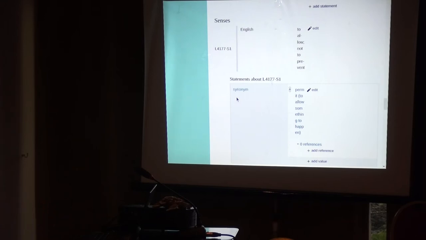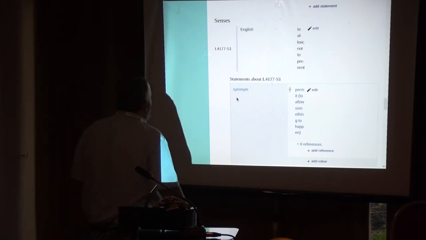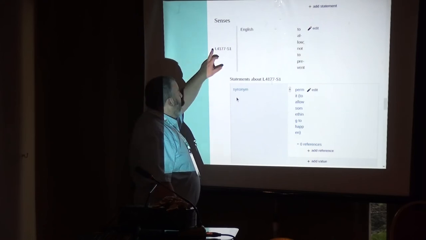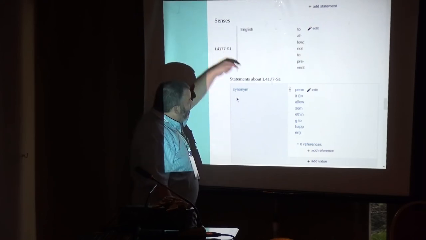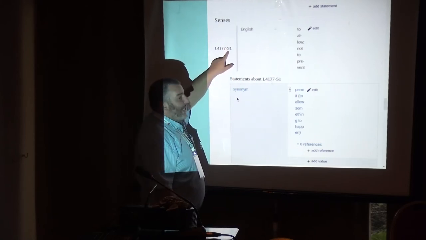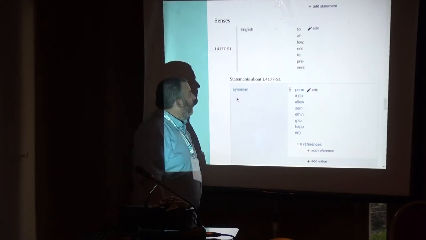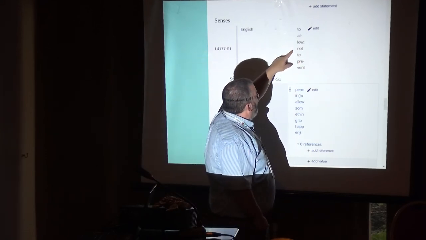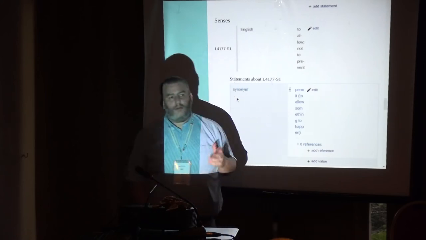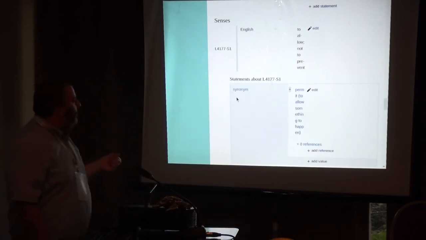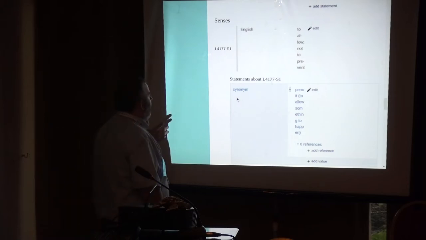So in this case, the first sense that Wikidata knows about, you can see it has an ID of its own. The lexeme of let is L4177, but this particular sense of let is L4177-S1, sense 1. And the sense is, it's difficult to read because of the size, to allow, not to prevent. That's what let means. Let me eat. To allow, not to prevent.